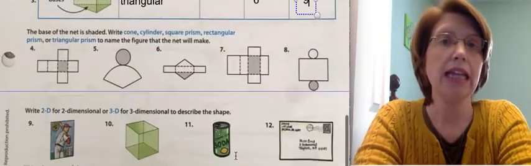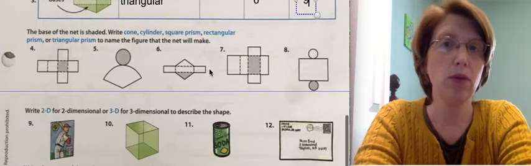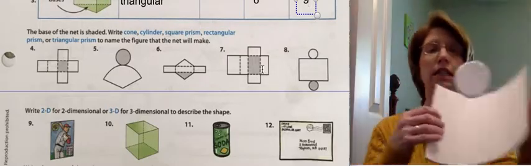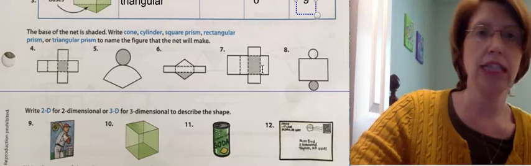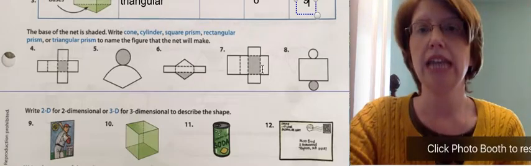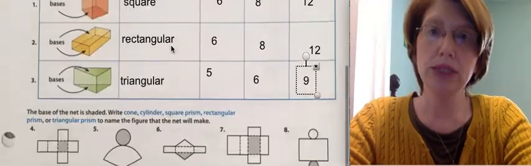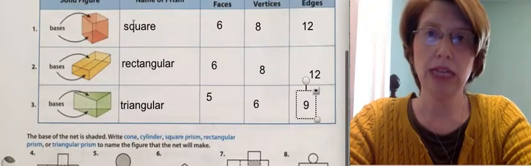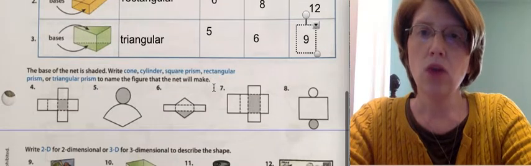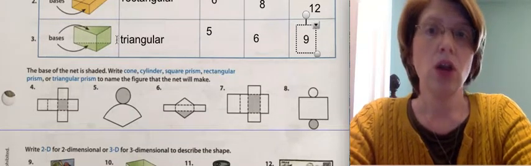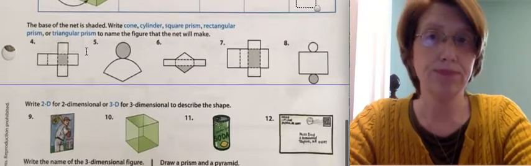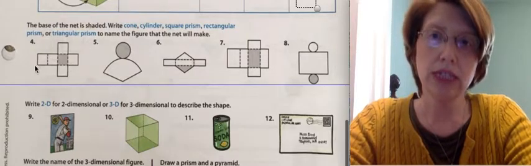Now we're looking at the nets. Remember, the shape flattened out. Here was our cylinder the other day. The shape flattened out is called the net. So we're going to look at these nets and determine if it is a cone, cylinder, square prism, rectangular prism, or triangular prism. Okay, so look at this one.